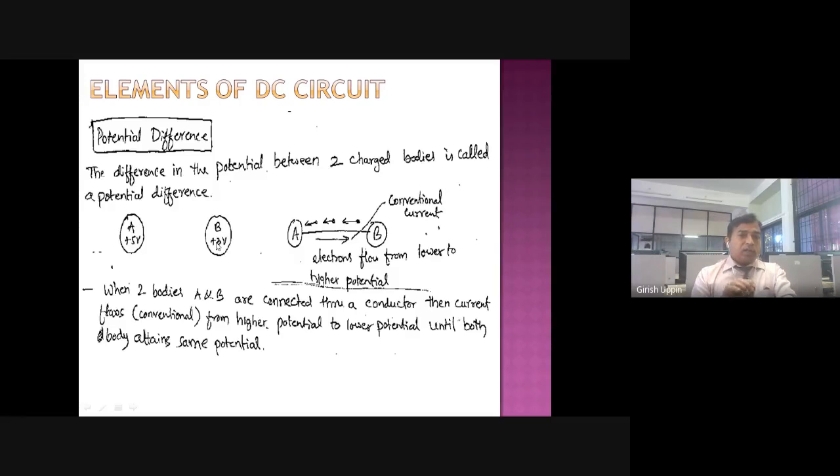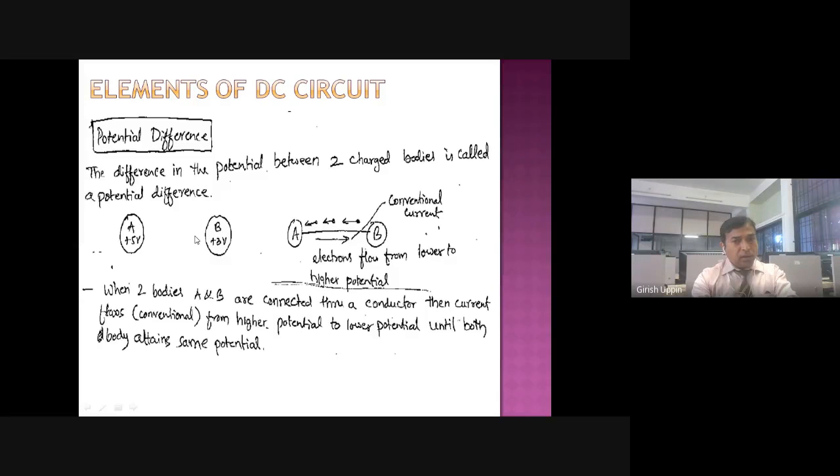So what is the potential difference? Potential difference is nothing but the difference between the potential of this body and the potential of this body. If I call the potential of this body VA and this VB, then PD is equal to VA minus VB. That is 5 minus 3, which comes to 2 volts. So what is the potential difference?